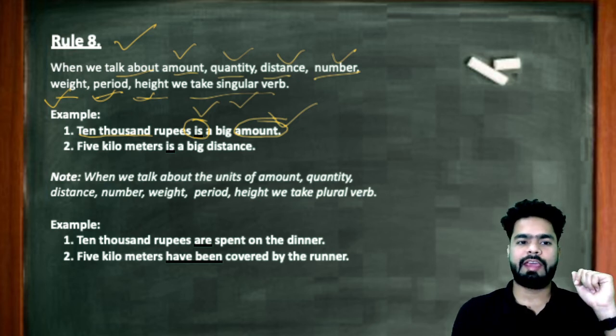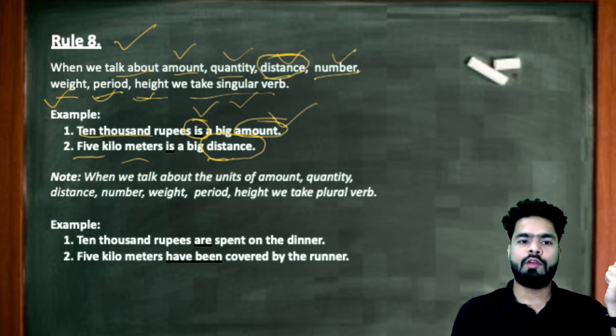Here again, 5 kilometers is a big distance. Why? We are talking about distance, not 5 kilometers. We are talking about distance. Distance as per the rule number 8, and distance takes singular verb, so we will use is over here. Is a big distance, not are a big distance. Is it clear? Next, but we have an exception over here.